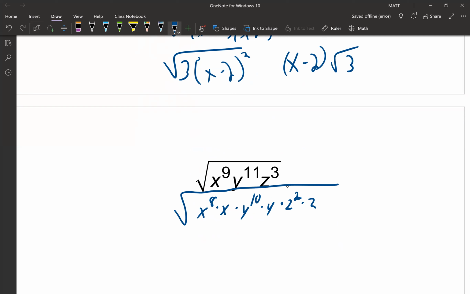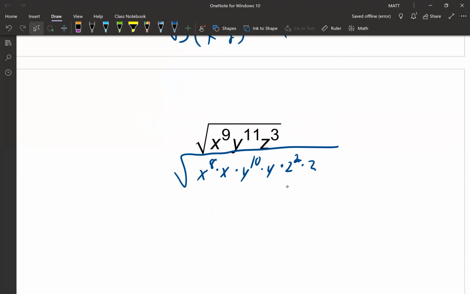And the reason I'm doing it like that is because this x to the 8th factors really nicely into a square root, right? So if it's x to the 8th, we distribute this square root, or this 1/2 power, over the 1/2 power. So that'd be 8 over 2, or x to the 4th. Y is 10 divided by 2, which is y to the 5th. And then z squared, square root is just z. And then we have the square root of x, y, z. Right? So we're just factoring out those squares.